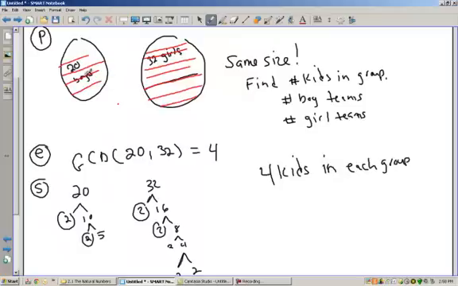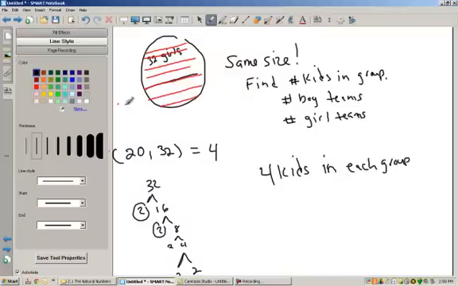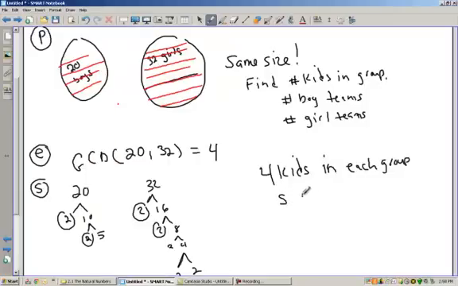One more: 4, 4, 4, 4, and 4, because it's going to add up to 20 total. And so I can write down here, I'm going to have how many boy groups? 5 boy teams.